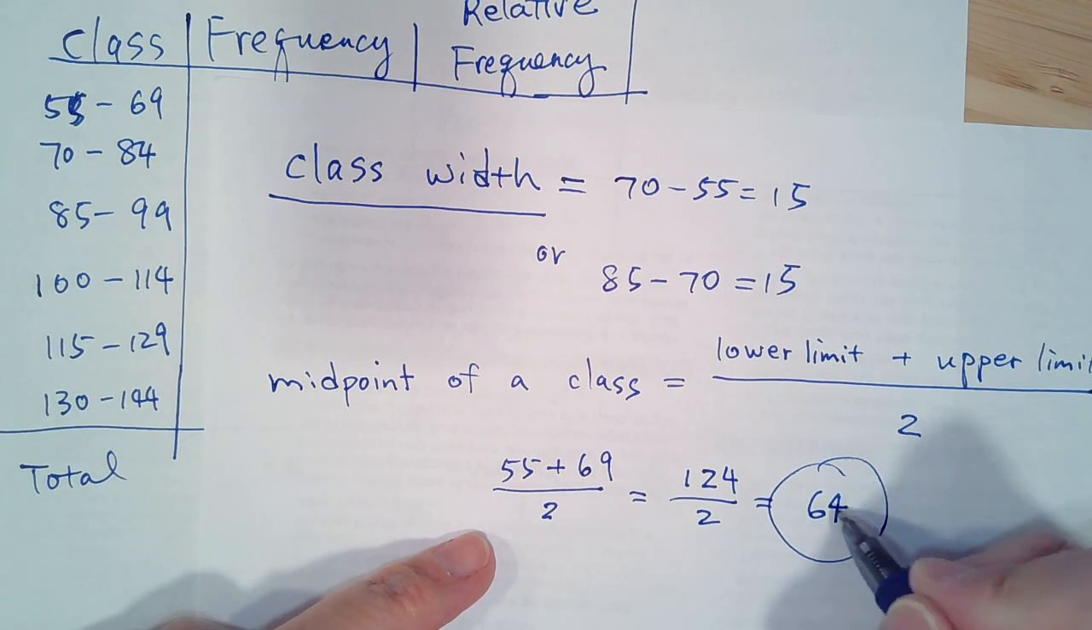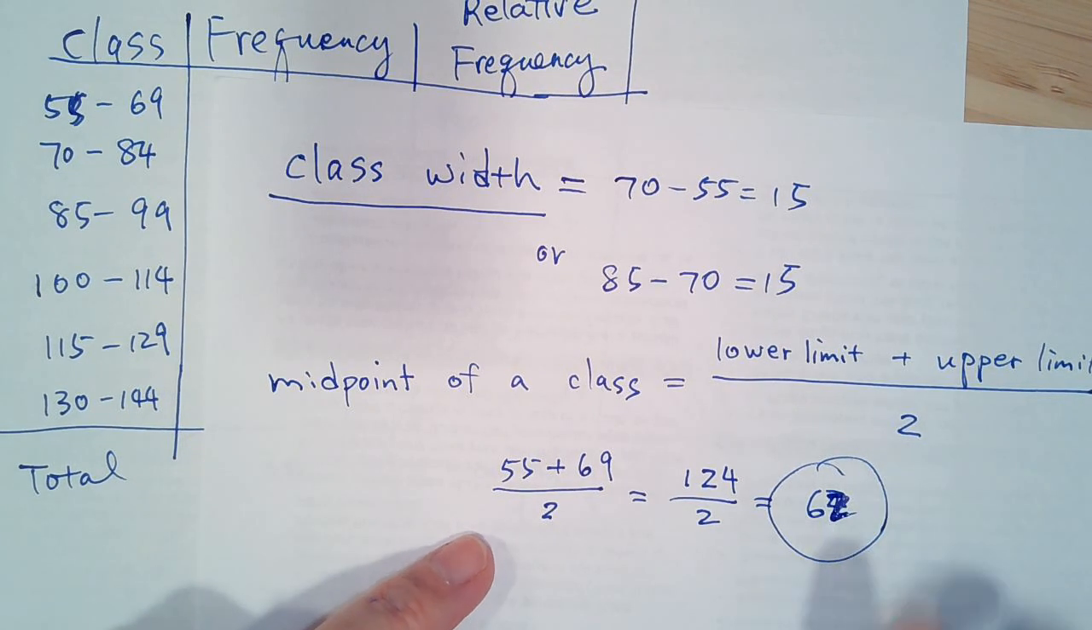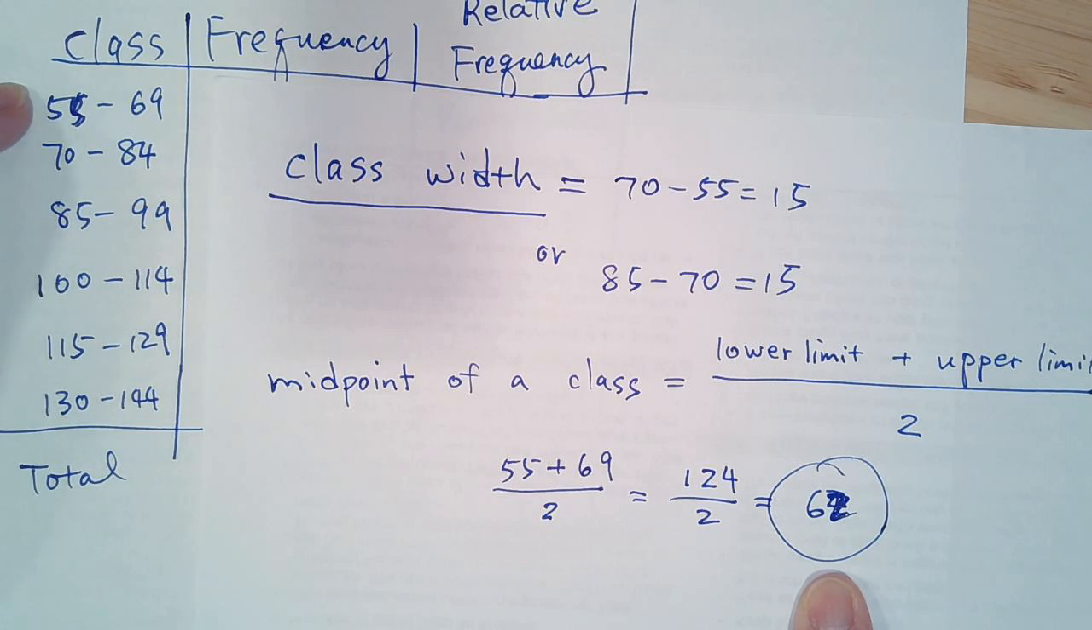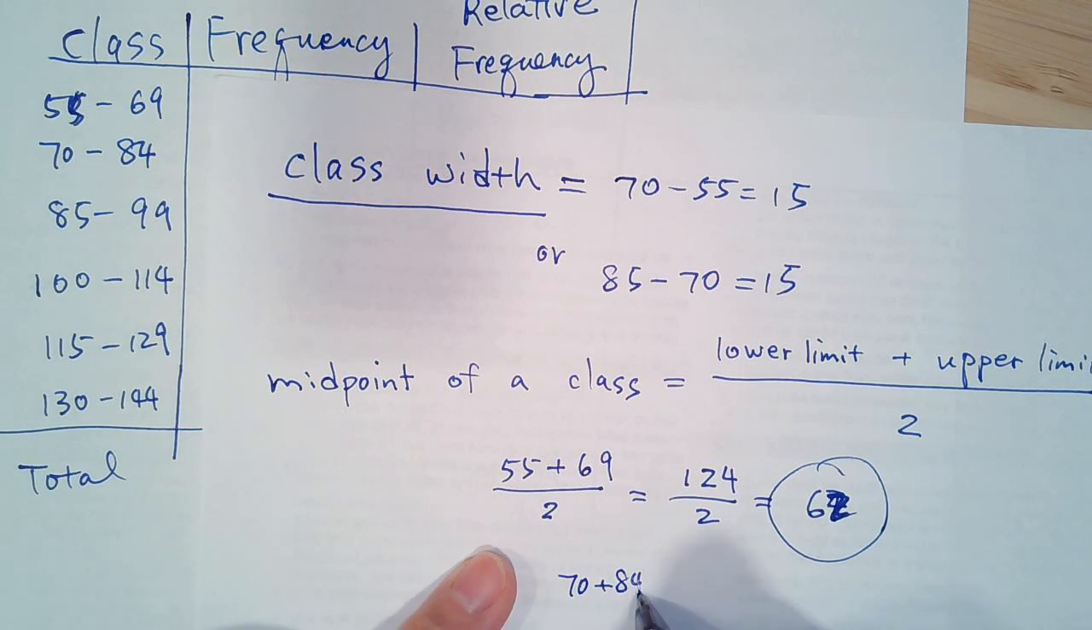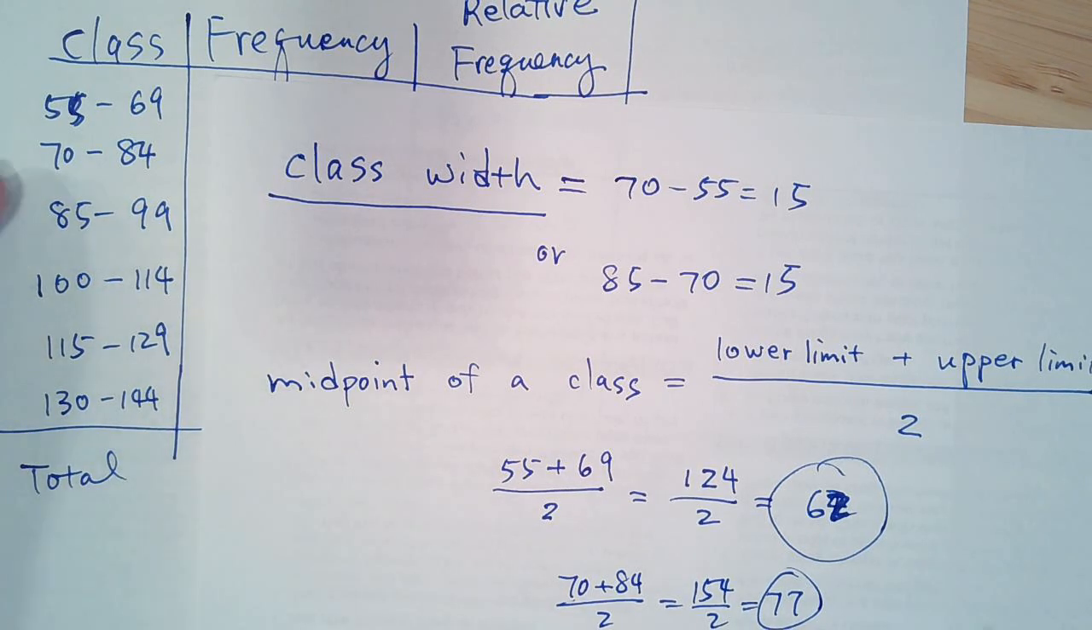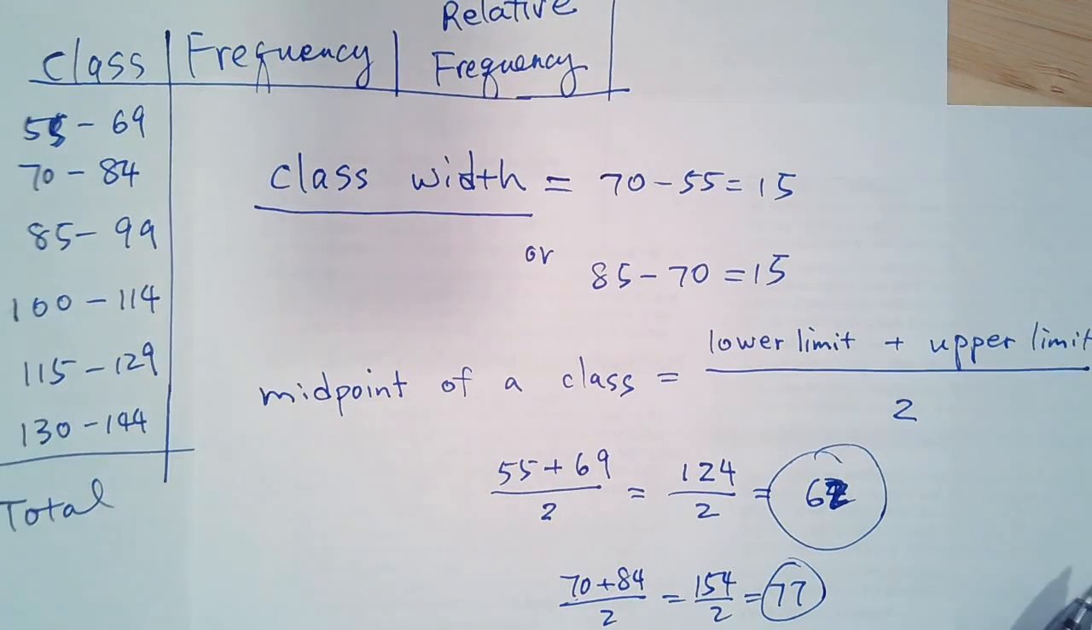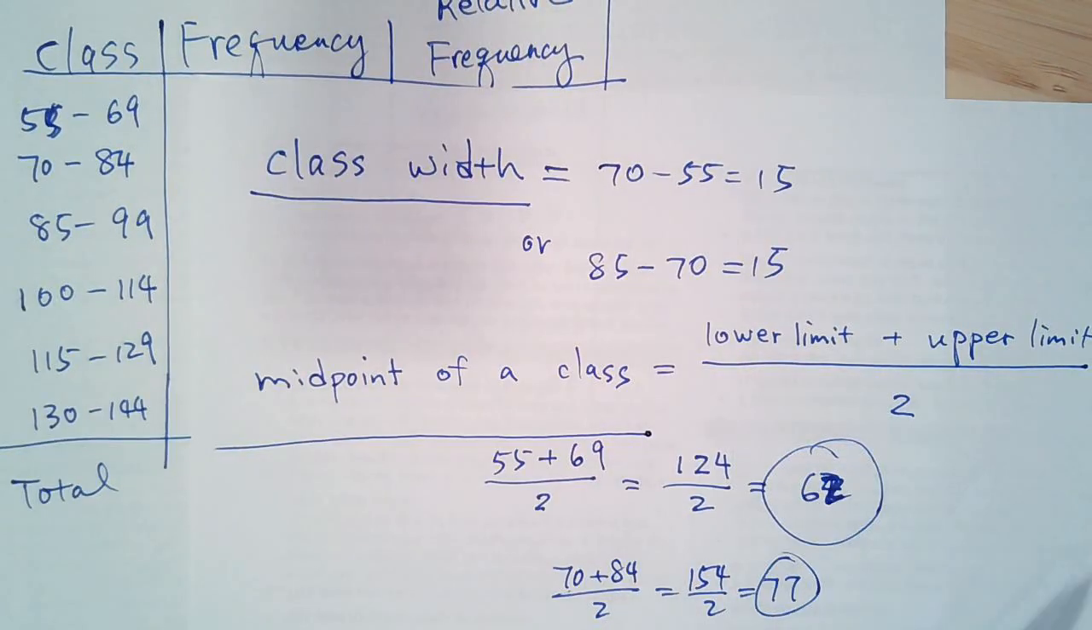So if I ask you what is the midpoint of this class, then you're going to do 70 plus 84 over 2, which is 154 over 2, so the answer is 77. So 77 is the midpoint of the second class. All right, so class width and the midpoint of the class. If you see the table, then go backwards. If I ask you what is the class width, now you know how to calculate that, and also you know how to find the midpoint of the class. So I think that's all for this.